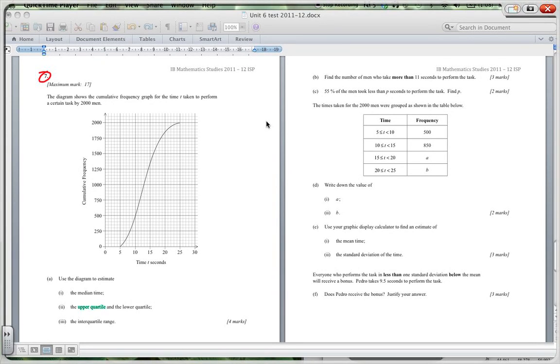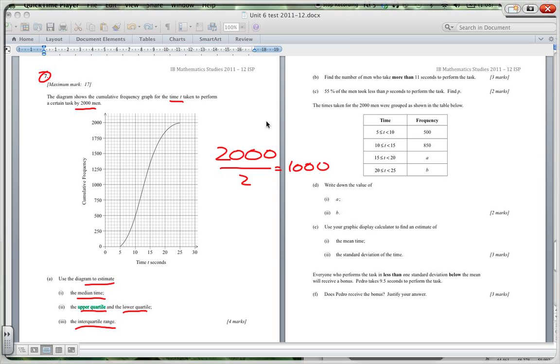Question 7. The diagram shows the cumulative frequency graph for the time t taken to perform a certain task by 2,000 men. A. Use the diagram to estimate the median time, the upper quartile and lower quartile and interquartile range. So that's the first thing. So we've got 2,000 men, so we take that 2,000 and divide it by 2, which is equal to 1,000, and that will give us our median time.